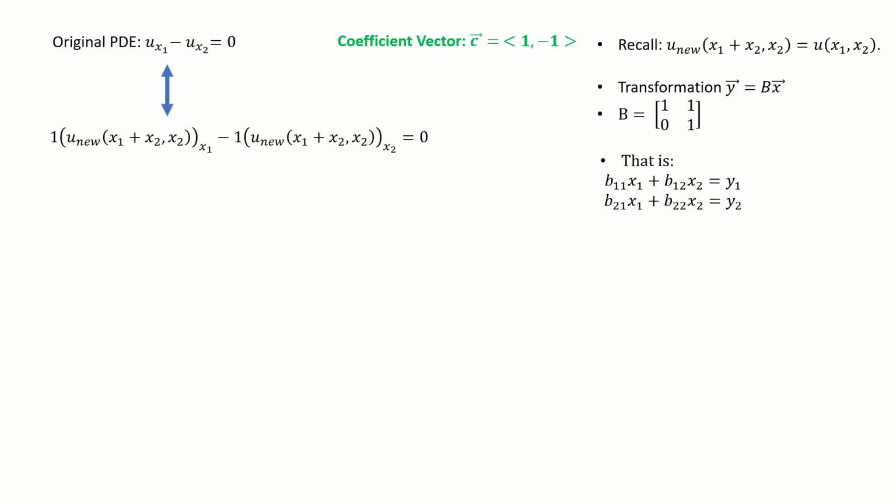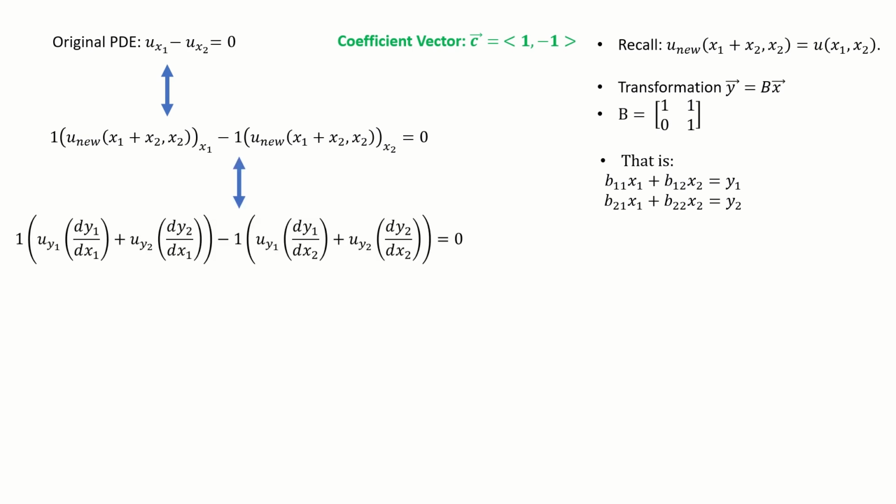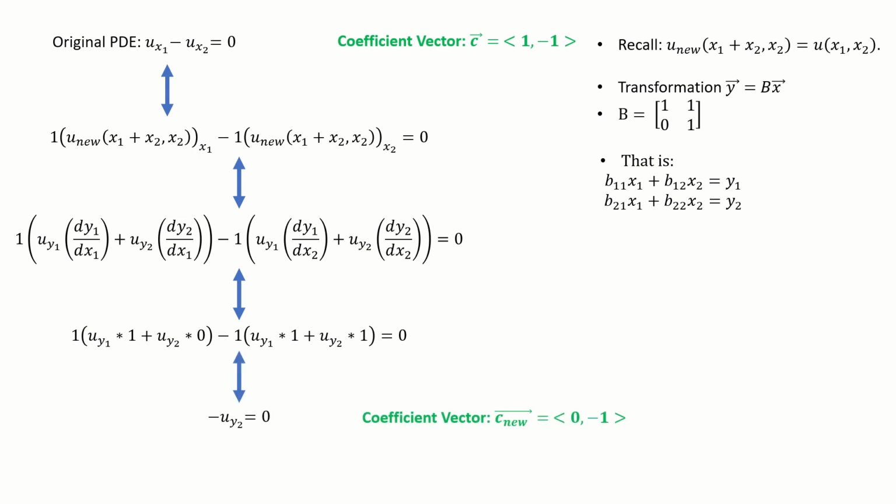So when we plug it into the PDE and simplify it by differentiating, the multivariable chain rule pops out a few derivatives with respect to the transformed variables y1 and y2, which is exactly what we want. The derivatives of the transformed variables with respect to the original variables are easy to find and come directly from the transformation matrix B. Plugging them in, we can simplify to the following, which simplifies further to negative u sub y2 equals 0, which is a much simpler PDE than our original one.